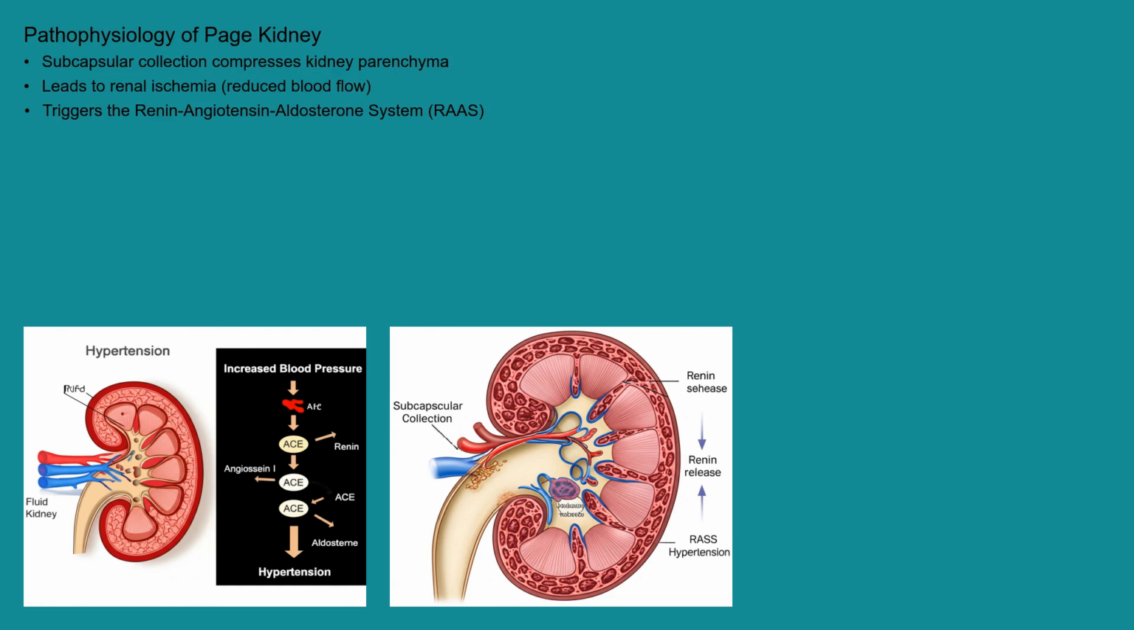Renin initiates a cascade of events leading to the production of angiotensin II. Angiotensin II is a potent vasoconstrictor, meaning it narrows blood vessels, increasing blood pressure. It also stimulates the release of aldosterone, which causes the kidneys to retain sodium and water, further increasing blood volume and pressure. This sustained activation of the RAS due to chronic renal compression is the primary mechanism behind the hypertension seen in Page kidney.